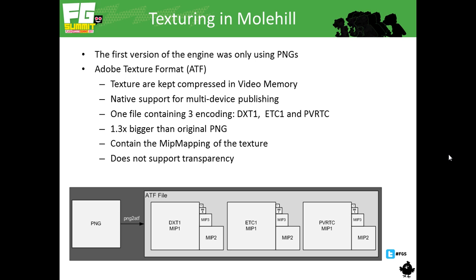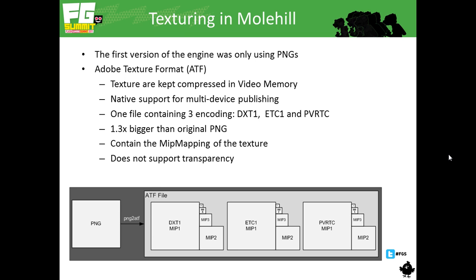So what is the ATF format? It's a composite of three of the main compression file formats that are there: DXT1, ETC1, PVRTC. Adobe has created a tool that just uses a PNG as an input and outputs an ATF file that has the three formats in it. So the ATF file is really a file with three different contents in it. So on the disk, it's going to be bigger than your PNG because there are three compression formats in it.